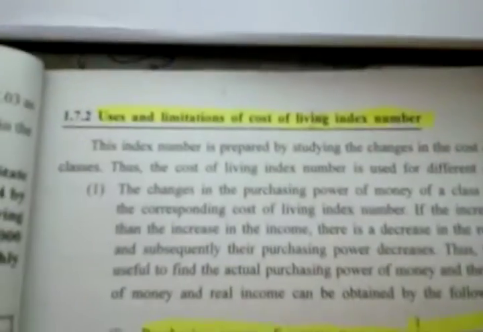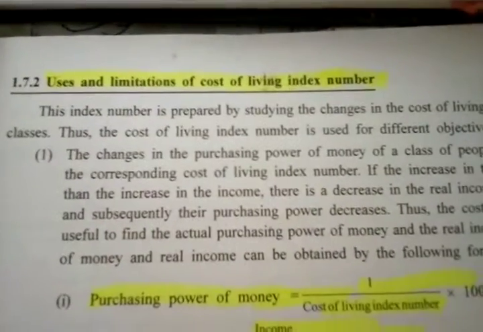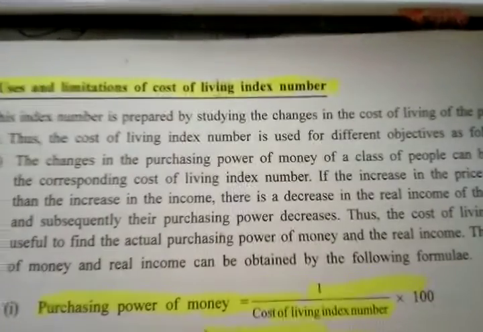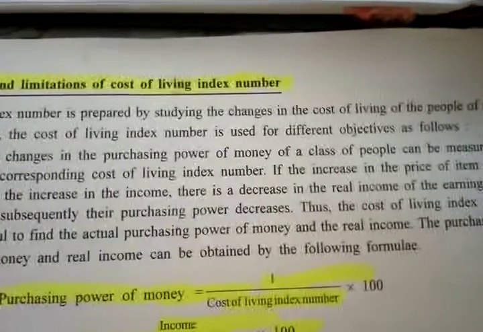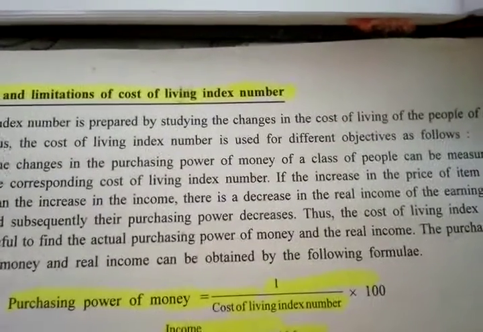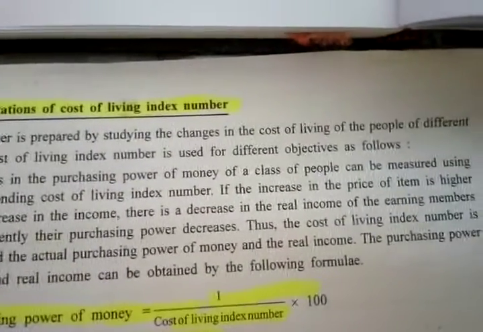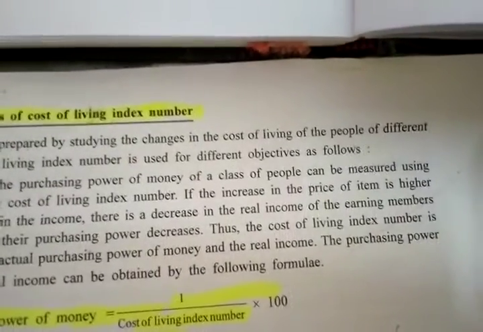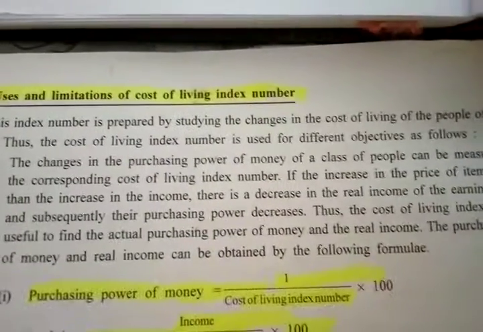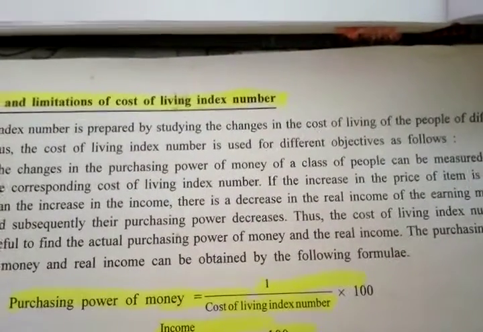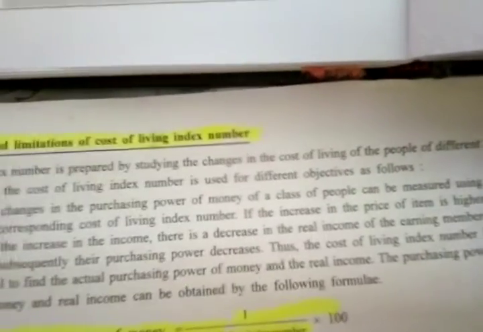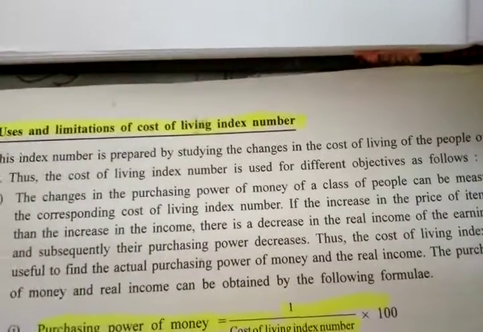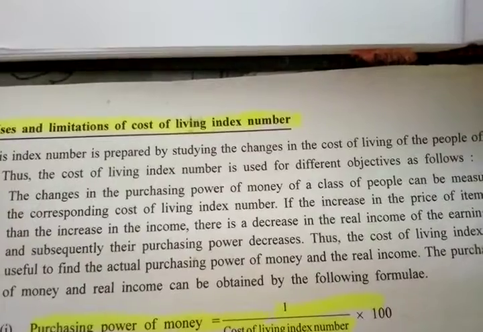When we talk about the purchasing power, we should understand that the changes in the purchasing power of money of a class of people can be measured using the corresponding cost of living index number. If the increase in the price of an item is higher than the increase in the income, there is a decrease in the real income of the earning members, and subsequently their purchasing power decreases.